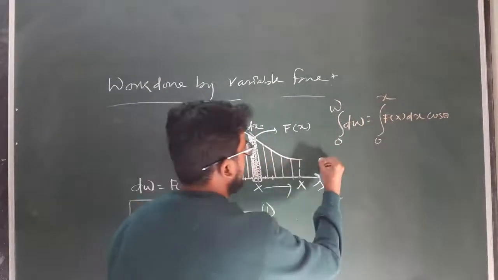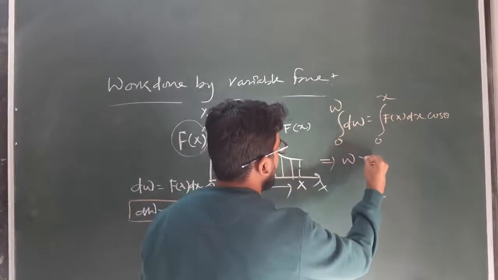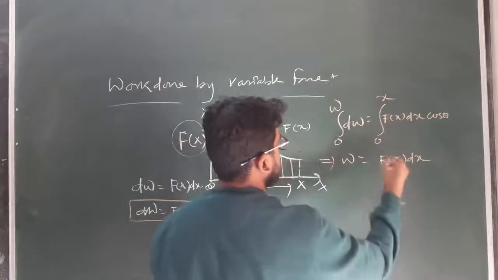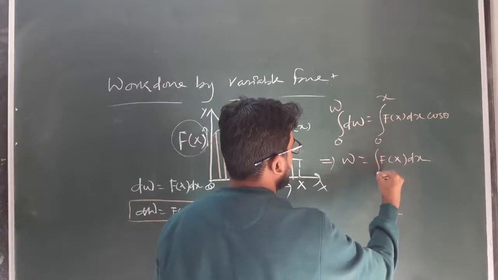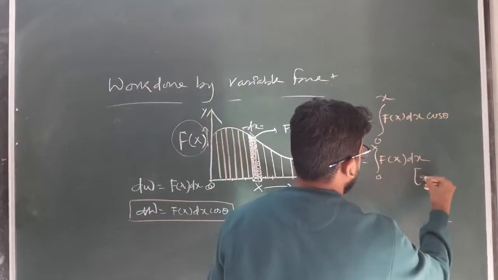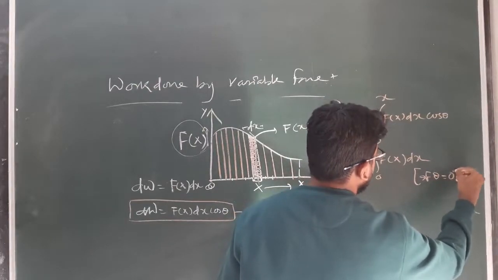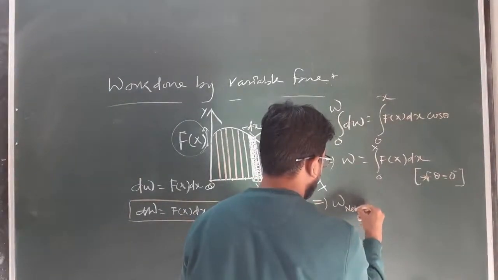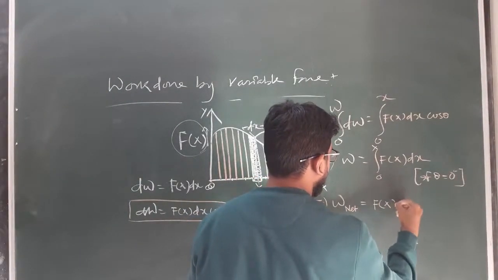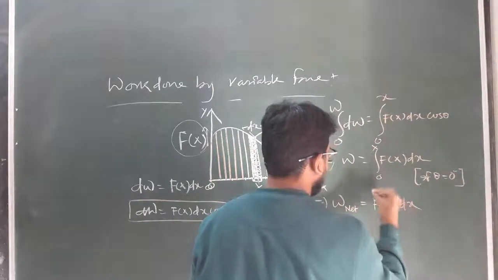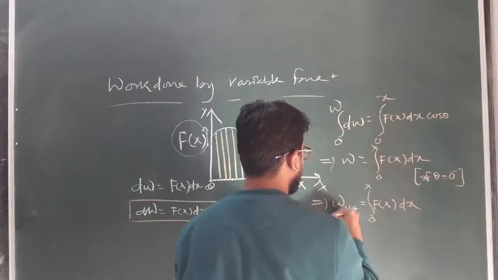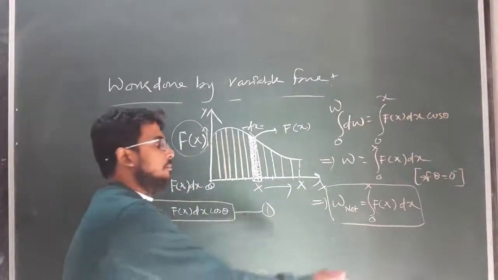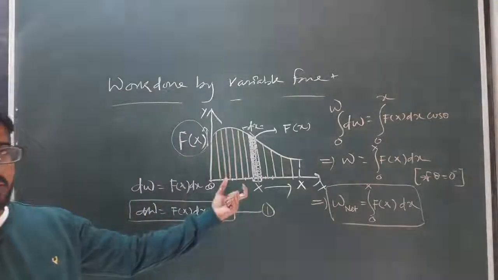Okay. So this implies W equals the integration of f of x dx from 0 to x, if theta equals 0 degree. Clear? So the total work done due to the variable force is the integral of f of x dx, with limits 0 to x. Okay. So this is how we can find out the work done by a variable force which is a function of position. Clear?